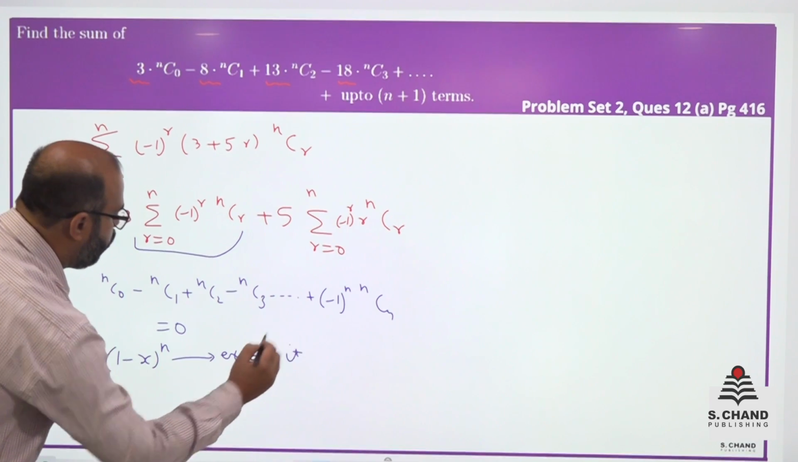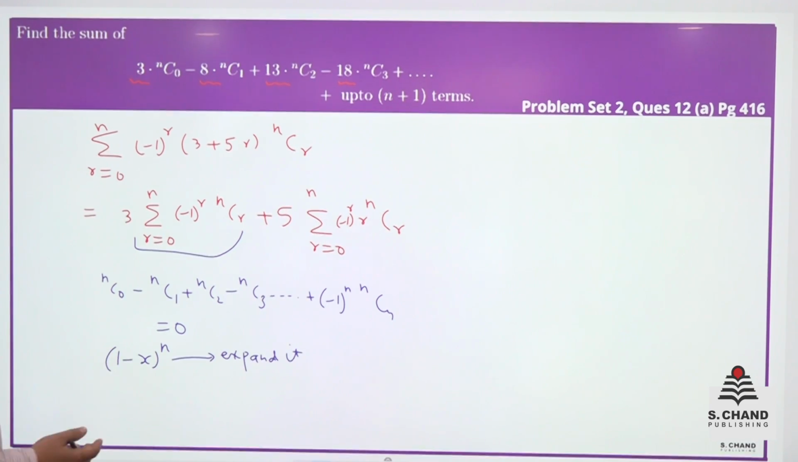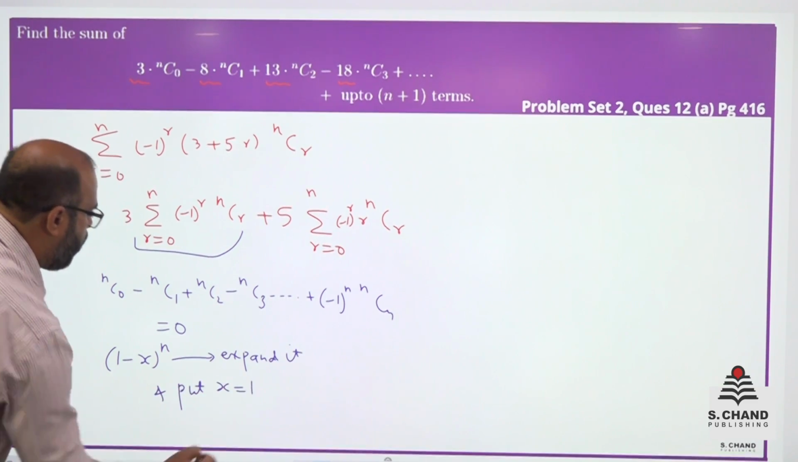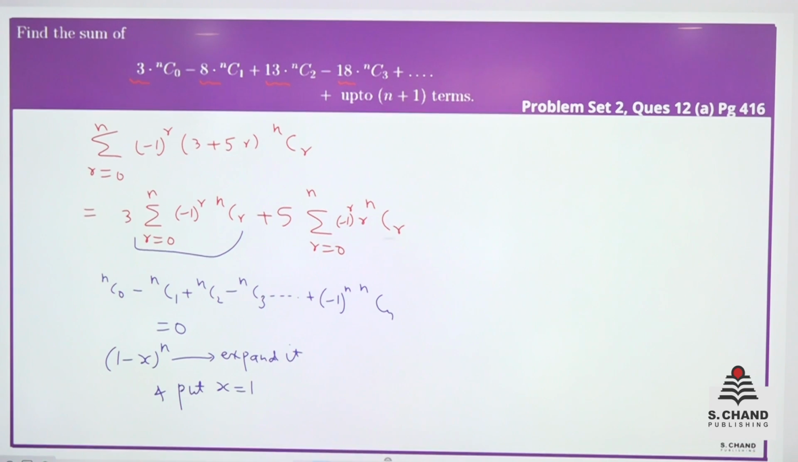Okay, I am leaving it to you. There are many questions, even theories, based on this. You just expand it and put x equal to 1 on the LHS as well as the RHS. On the LHS you will get 1 minus 1, which is 0, and on the RHS you will get this.